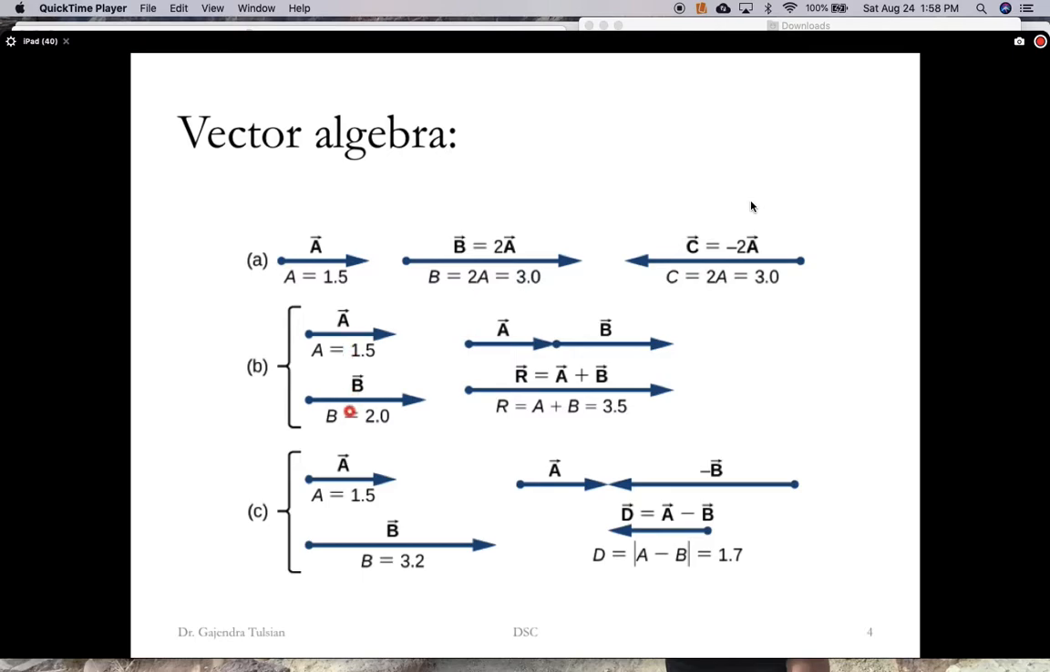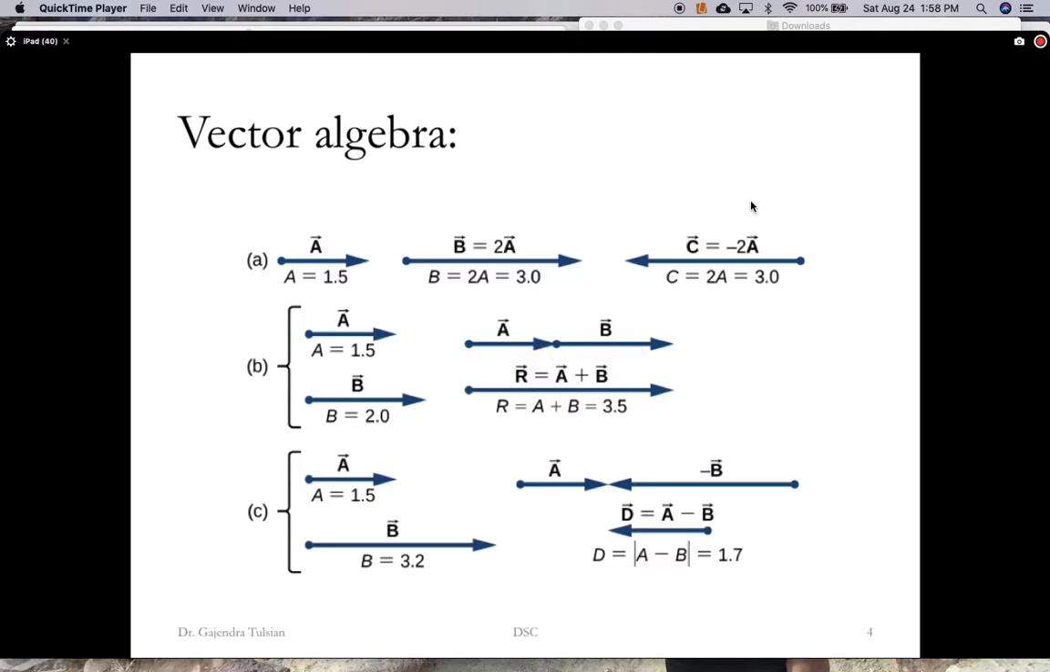Okay, so if you have 2 vectors like this and you want to add the 2 vectors, here's the graphical method of adding the 2 vectors. You draw the first vector, and it doesn't matter which you draw first, and then you draw the tail of the second vector on the head of the first vector. So that's how you add vectors. And the resultant vector is from the tail of the first vector to the head of the second one.